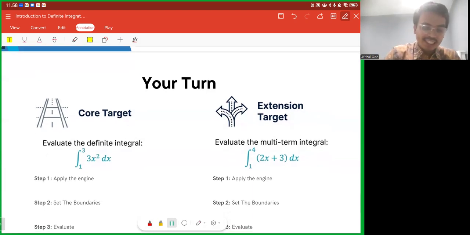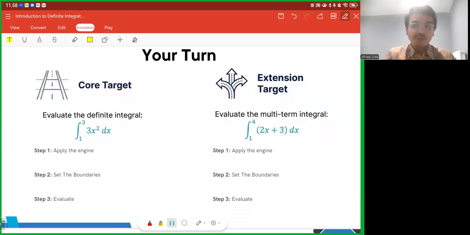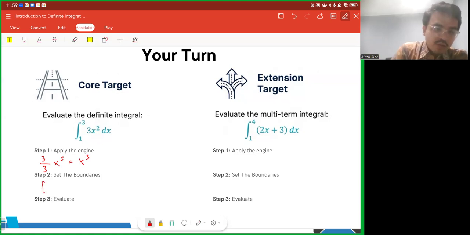Okay, for the question, the core target. As usual, we have 3 steps. The first one is apply the engine. So basically, we're going to have 3x powered by 2, 3x squared. So we're going to have 3 divided by 2 plus 1. So we have 3 here, x cubed. So we are going to have x cubed. Okay, the second one, set up the boundaries. So we have the x cubed, and then the boundaries 1, 2, 3.